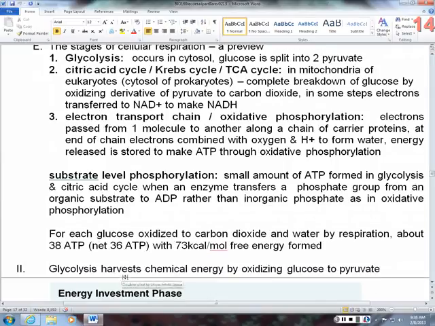So for each step that you go through and do this, you're going to get about 38 ATP. You have to put a couple in, so it's a net of 36 ATP with about 73 kilocalories per mole of free energy formed.